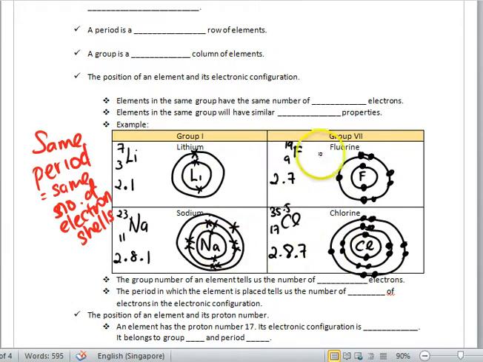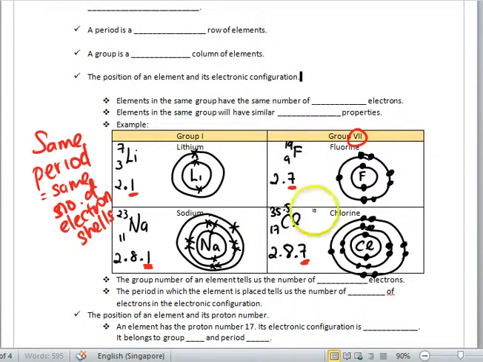How about the group? The group follows the number of valence electrons. In group 1, lithium and sodium both have 1 electron in the outermost shell. Lithium in group 1, 1 valence electron. Sodium in group 1, 1 valence electron. Fair? For group 7, how many valence electrons do you expect? 7. So 7 electrons in the outer shell, 7 electrons once again in the outer shell for chlorine.